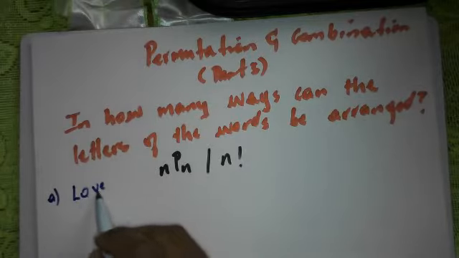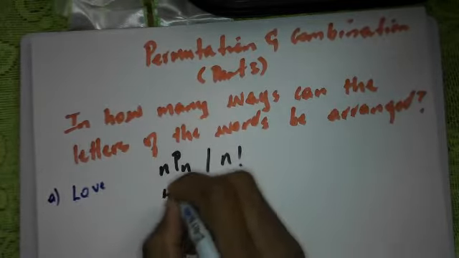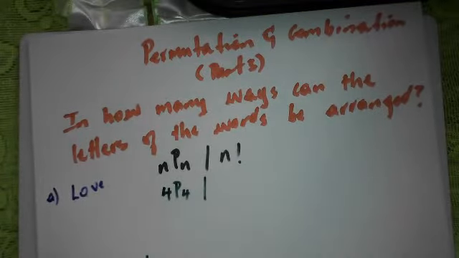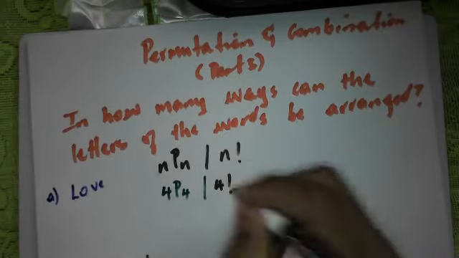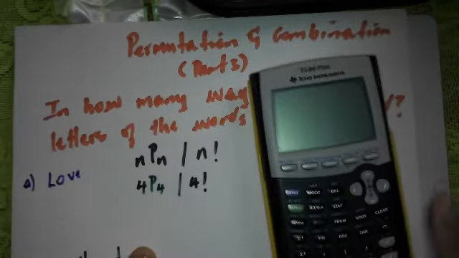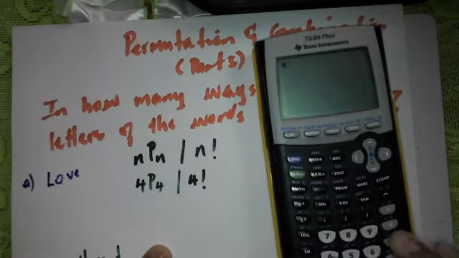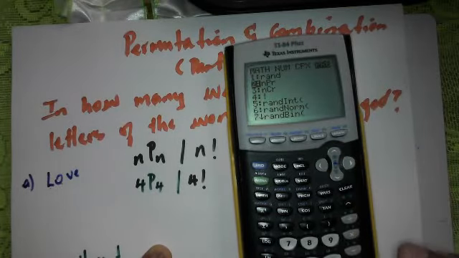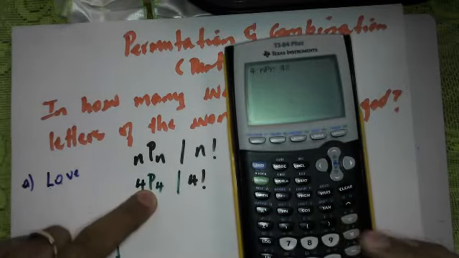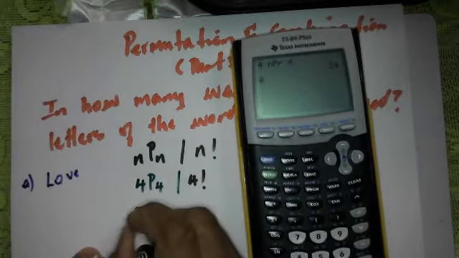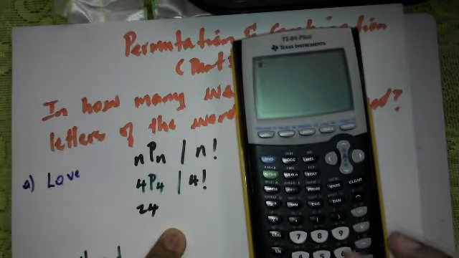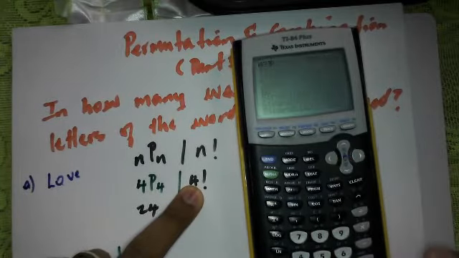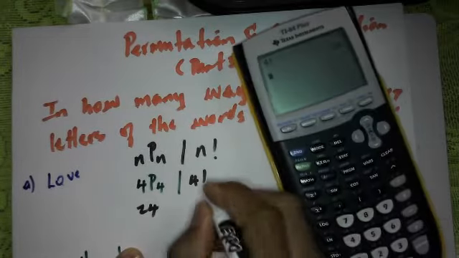So we have 1, 2, 3, 4 letters there. So this would be 4P4, or this would just be 4 factorial, because there are 4 letters there. Let's see if both will give us the same answer. So this would be 4, and I hit math, come to PRB, come down to number 2, and then I hit 4, so it is 4P4, and that gives me 24. Or, what if I do 4 factorial? That is still giving me 24.